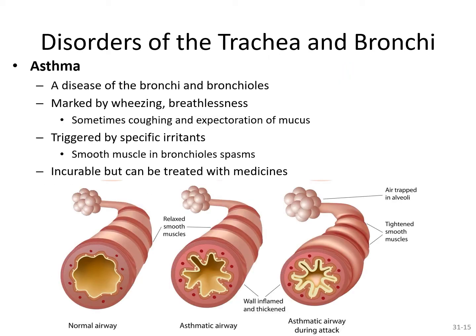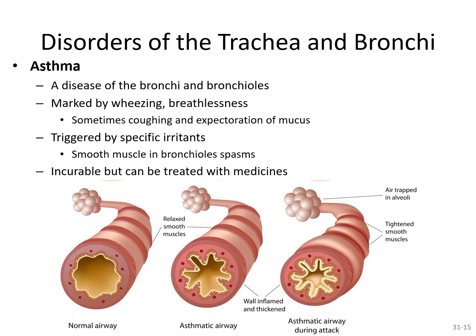So this is kind of what asthma looks like. This is a disease of the bronchi and bronchioles, and basically somebody has a hard time catching their breath with asthma. Sometimes they'll cough and spit up mucus. But the thing about asthma is that it's triggered by specific irritants. So if you look at the airways below, you can see that a normal airway is pretty open, that the asthmatic airway is actually a little bit more constricted under normal circumstances. So those smooth muscles are relaxed.